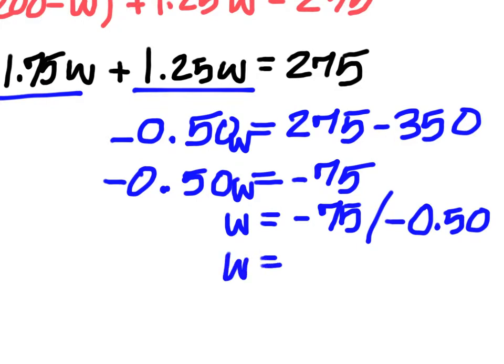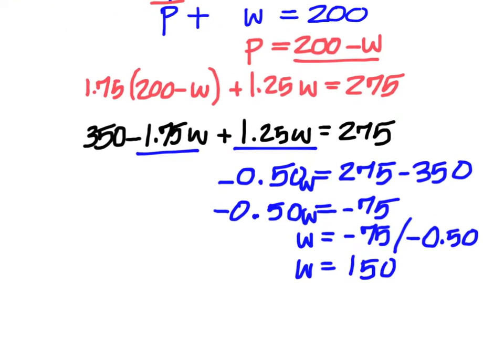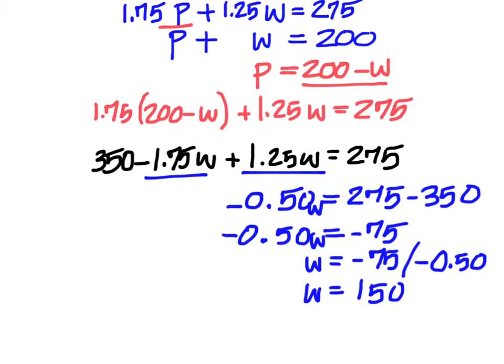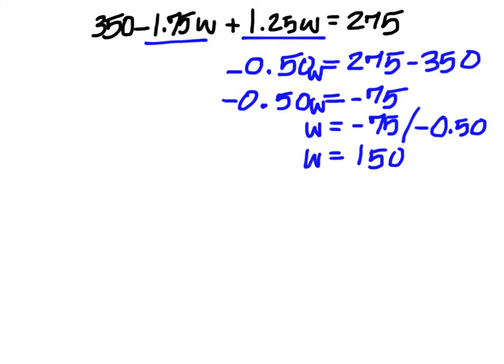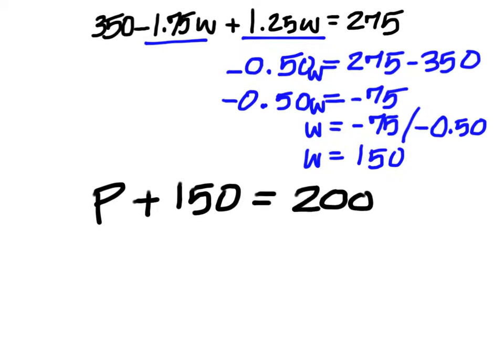That comes out to be 150. 75 divided by 0.5 is 150. The negative signs cancel out. So we sold 150 bottles of water, and we know that we sold altogether 200 bottles. So P plus W, that's the 150, should equal 200. How many bottles of Pepsi did I sell?